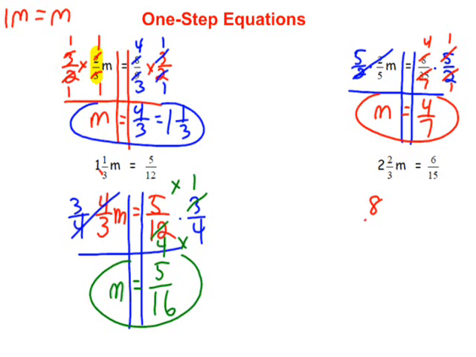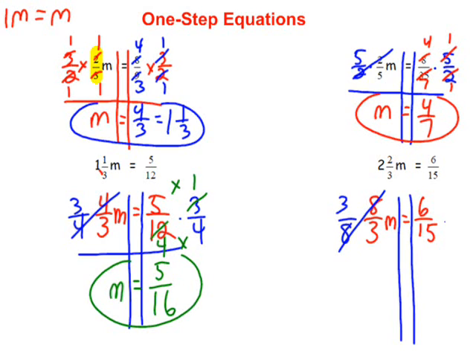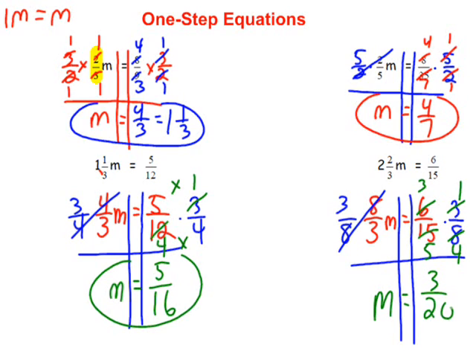Okay. In the next one, we want to first make 2 and 2/3 an improper fraction. So that would be 8/3. 8/3 m equals 6/15. And then I'm going to multiply times the reciprocal of 8/3, which would be 3/8. And that'll eliminate that. That cancels out. We got to make sure we multiply the other side by 3/8. Let's see if we can cancel anything. So the 3 and the 15 we can cancel. The 6 and the 8, you could divide those by 2. And we end up with a solution of m equals 3/20.